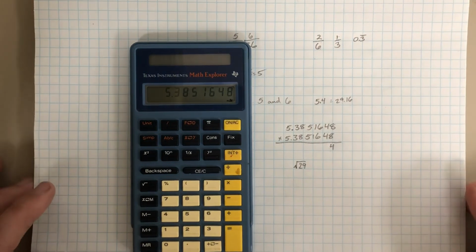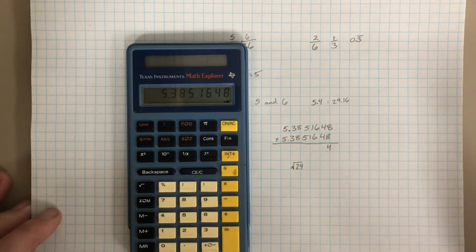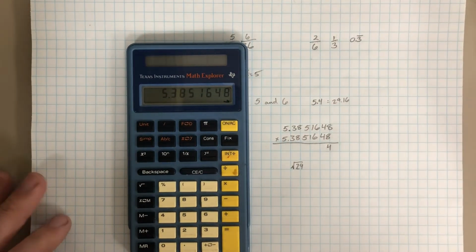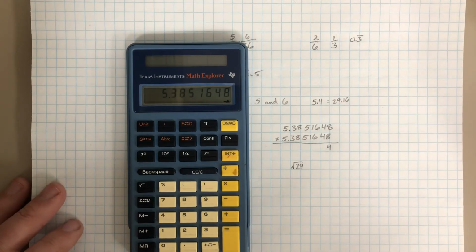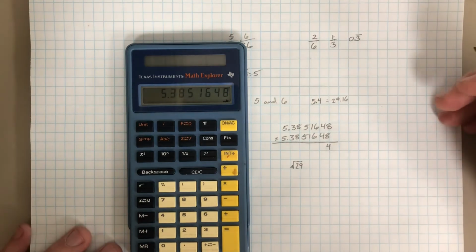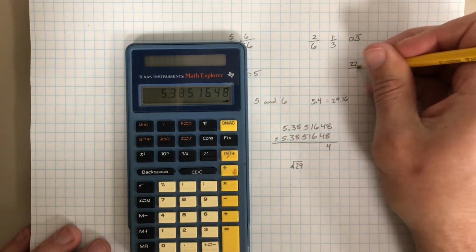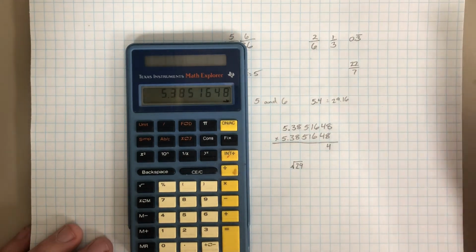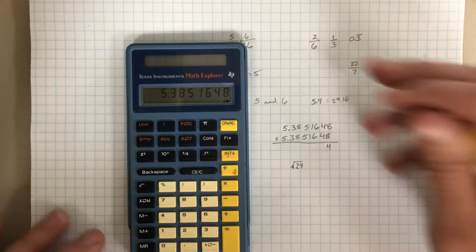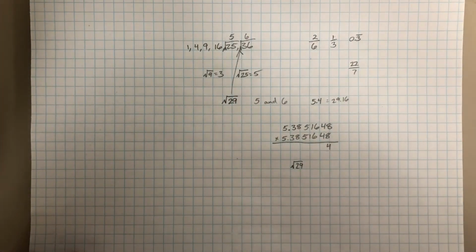And another example of an irrational number would be pi. Because pi goes on forever, it does not repeat, and you can't express it as a ratio of two numbers. You can get close. You can do 22 divided by 7, but that's not exact. Okay? So that's what we're talking about when we're talking about rational and irrational numbers.